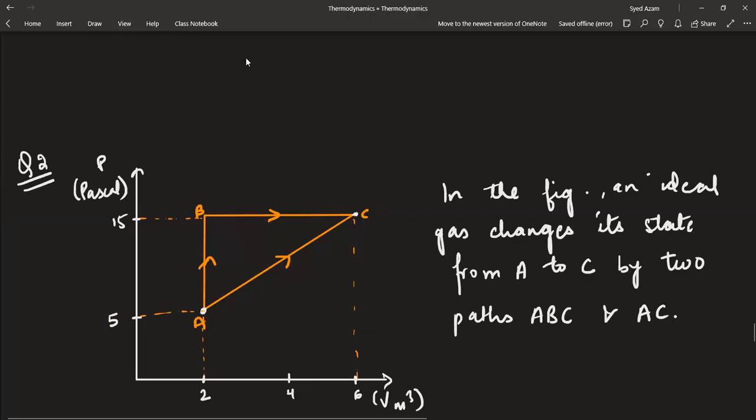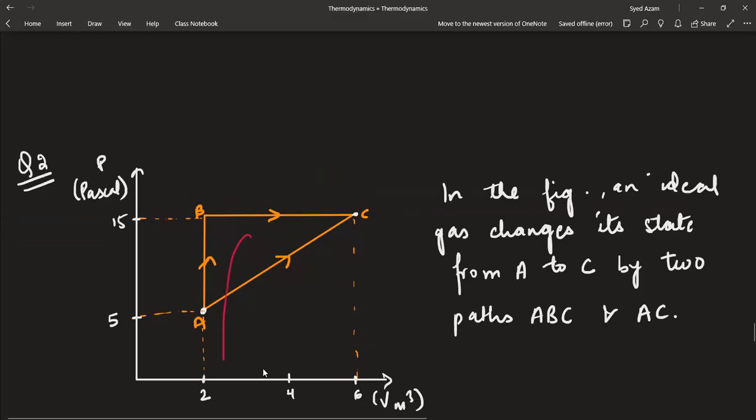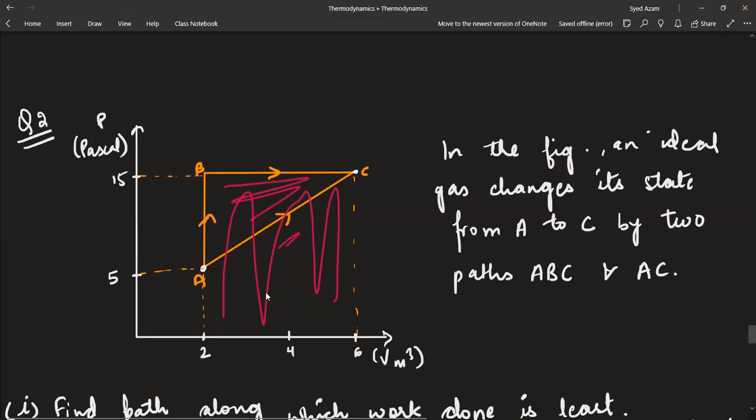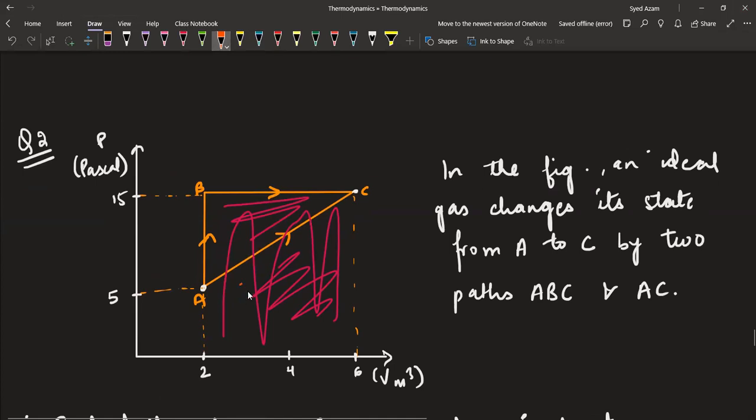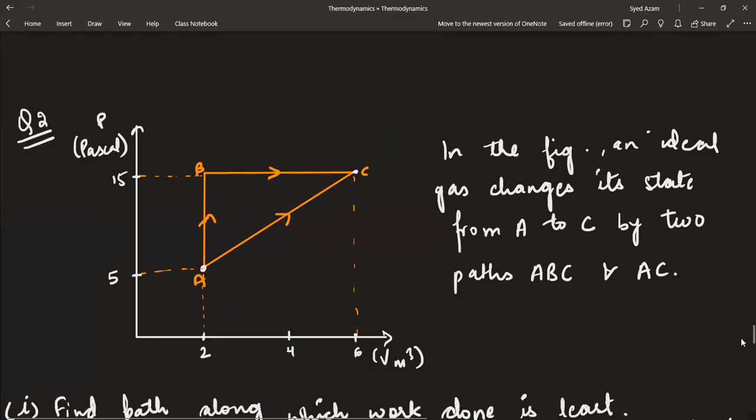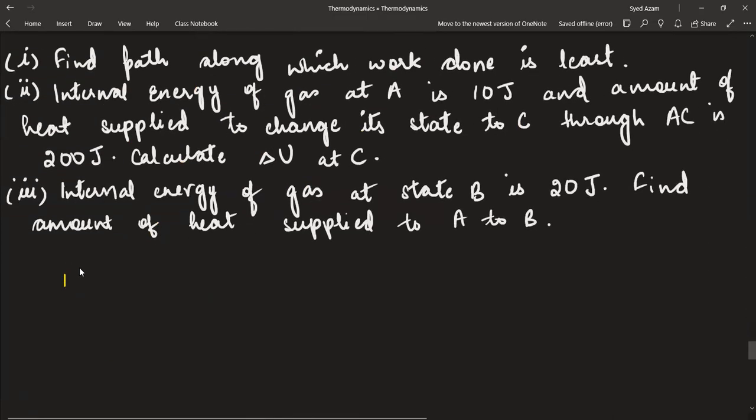Why? Because for work done, we see the area under the graph. Now for ABC, this entire region will be the area, right? Is this a shorter area or the longer one? Least, yes. So this entire one will be for ABC, but for just the AC part, this will be the work done. So the area under the graph will be least. So it is asking to find the path, and work done also you can calculate.